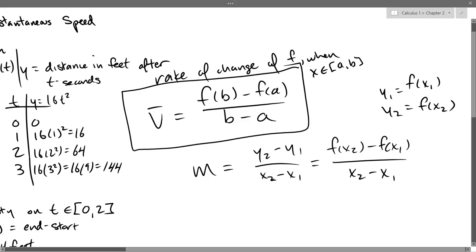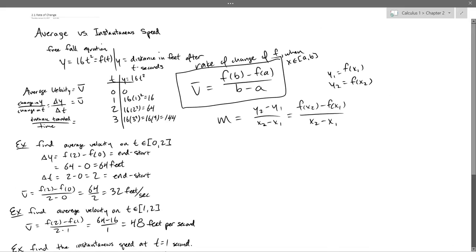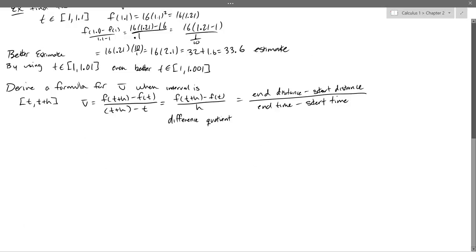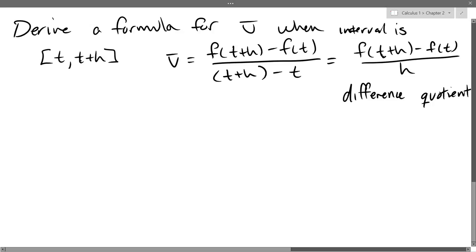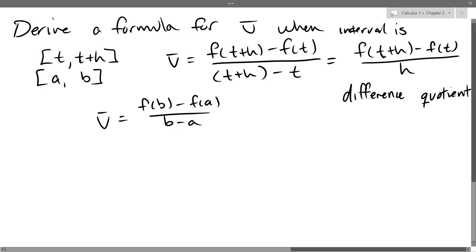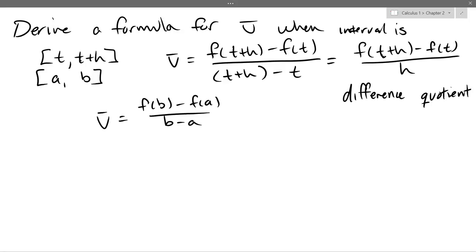So we're going to use this rate of change. The only difference is on our computations down here, all I did was I replaced A by t and B by t plus h. So we got A comma B right here. So A is t, B is t plus h. So all I did for average velocity, this is just the same exact formula. I just have B and A as t plus h and t. So nothing tricky is going on.